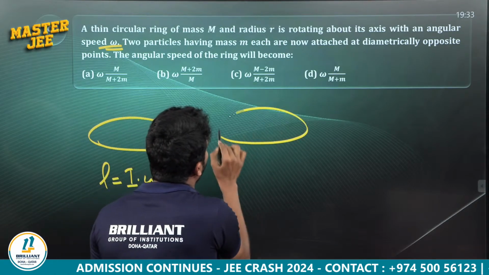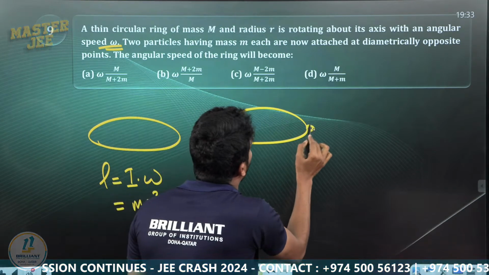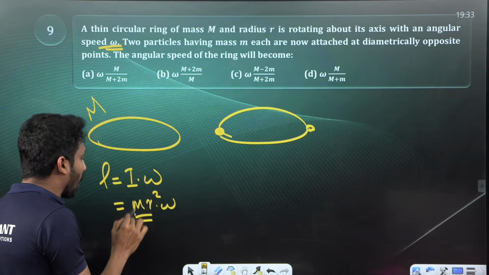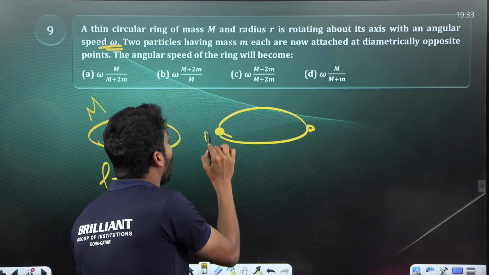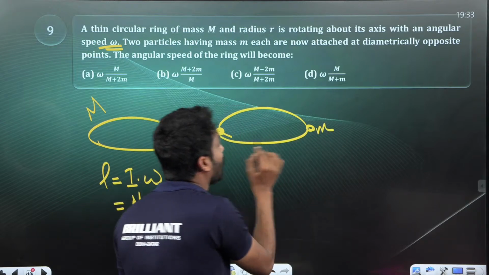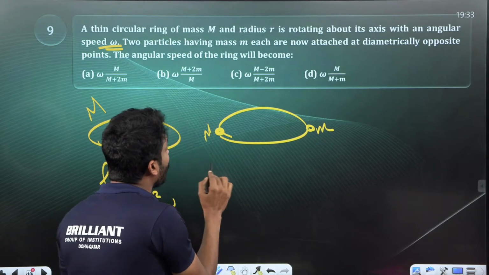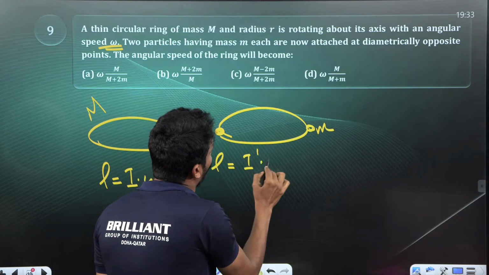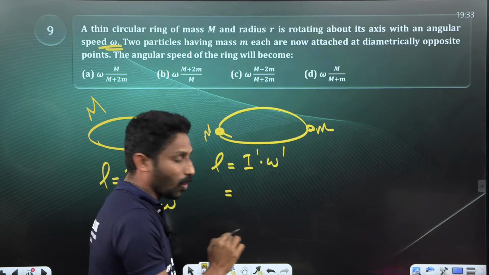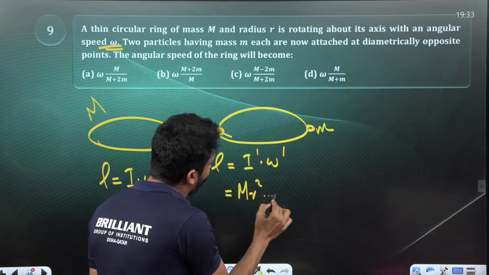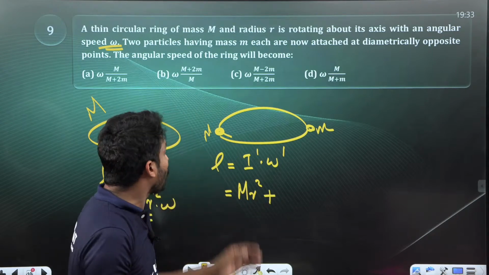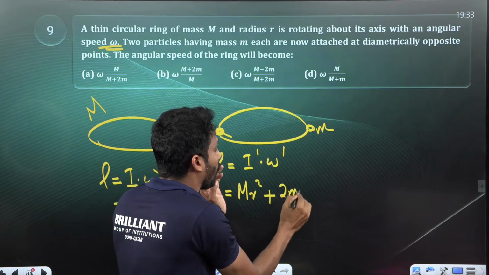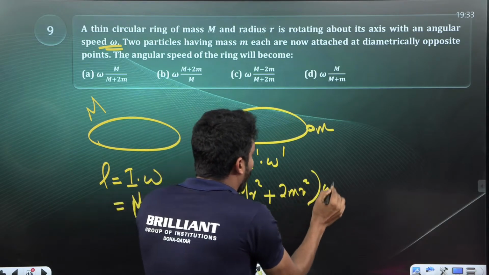Now what happened is two masses are attached. This ring is having capital M. Now two small m masses are attached here, diametrically opposite. Then the new angular momentum is equal to I dash into omega dash. Now this I dash is equal to MR square plus the moment of inertia of these two masses, which is mr square plus mr square, that is 2mr square, into omega dash.